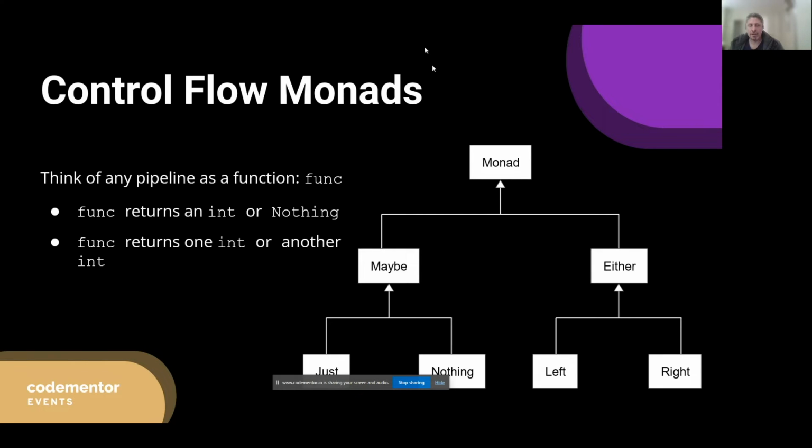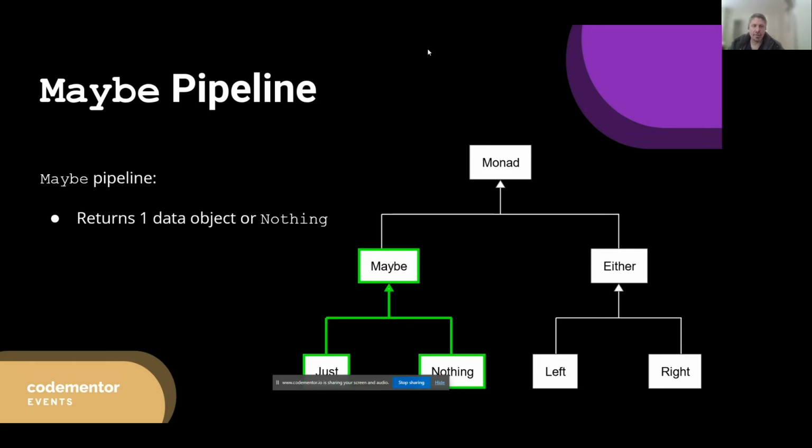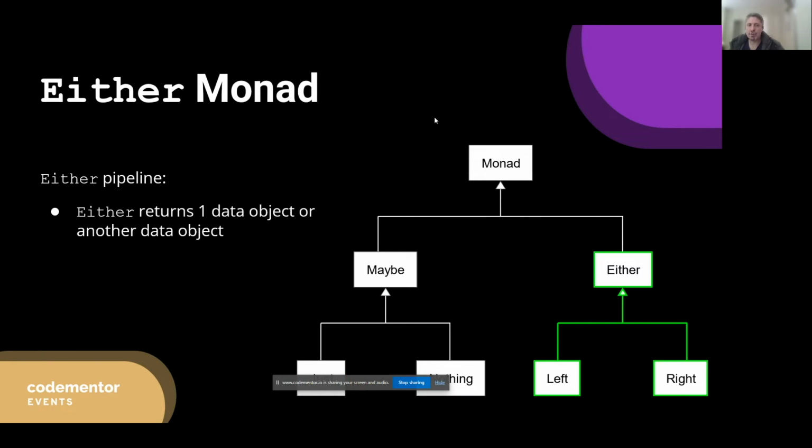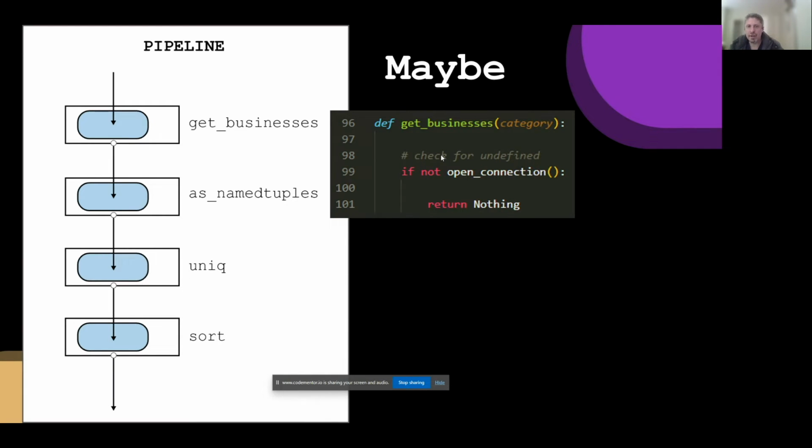A function receives an input and then it returns some kind of an output. The way that a maybe pipeline works is that it will either return one data object or it'll return a special kind of monad called a nothing, which represents an undefined or null value. An either pipeline will always return one data object, but it will either return one data object or another data object.